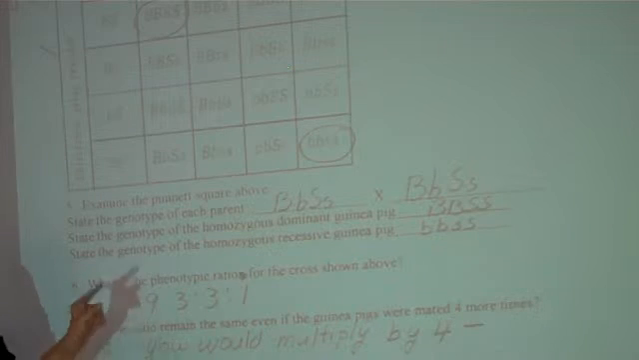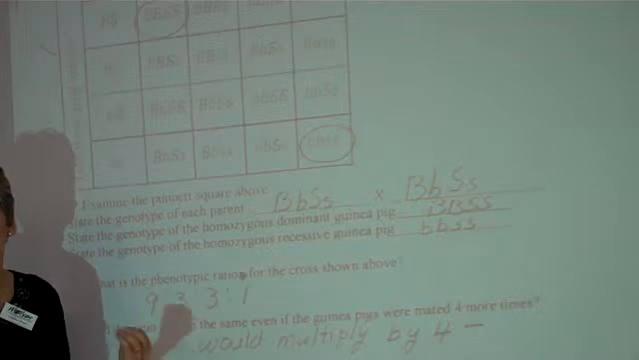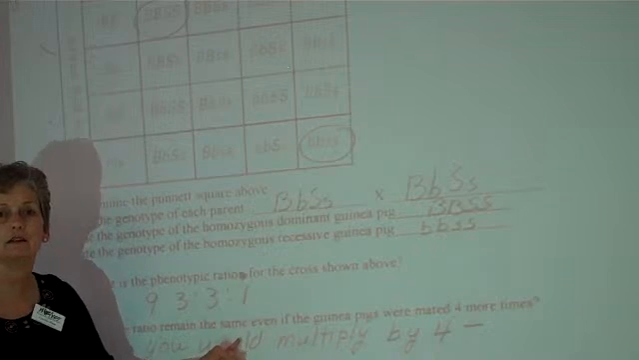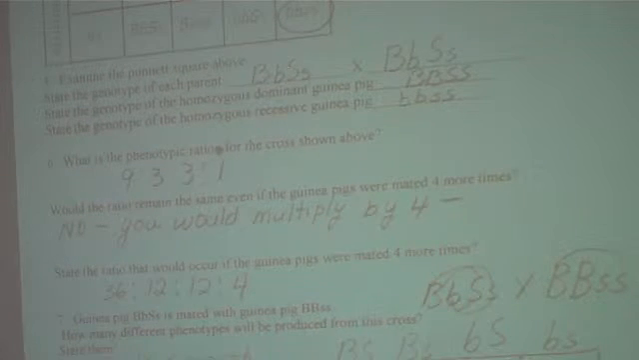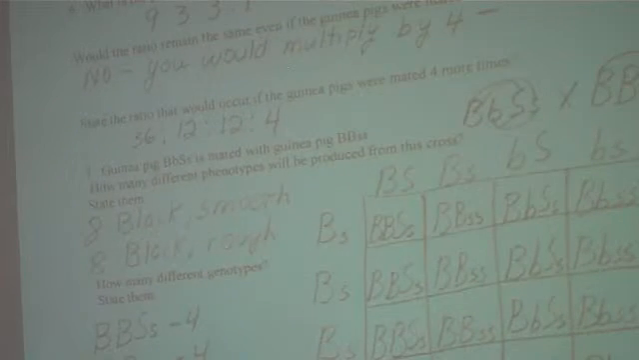Would the ratio remain the same even if the guinea pigs were mated 4 more times? Well, remember, this is 16 probable offspring. So that's telling you for 16 probable offspring, we got 9:3:3:1. So if we do it 4 more times, we simply multiply that 9:3:3:1 by 4, and we will get 36:12:12:4. Doesn't matter how many times you cross it, that's what would happen. You simply multiply. And I know all of you can multiply much better than me.